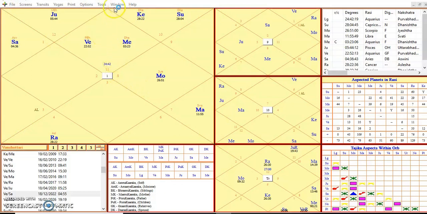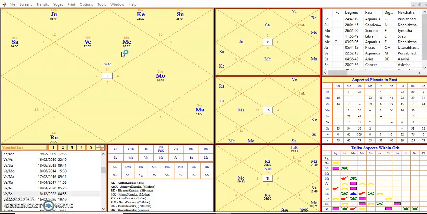This is the first house. This is the second house, and this is the third house. This is the fourth house. This is the fifth house. This is the sixth house. This is the seventh house. This is the eighth house. This is the ninth house. This is the 10th house. This is 11 and this is 12. So there are 12 boxes here, diamond boxes, and each of these houses represents some area of your life.